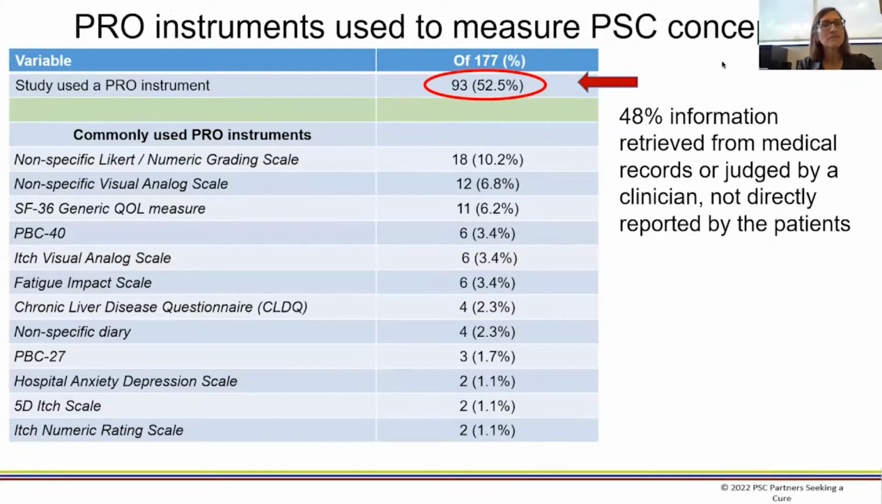And the number of studies that actually used a PRO instrument was only 52%. And so what that tells us is that the other 48% were using information from patients' medical records or judged by the clinician, but not information that was coming directly from the patients.